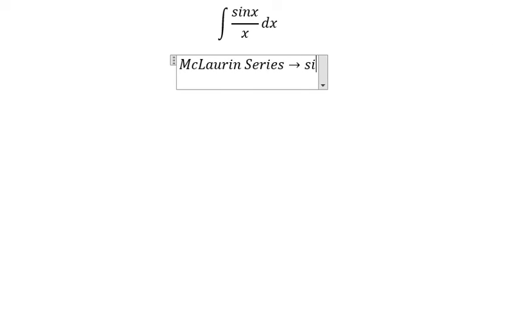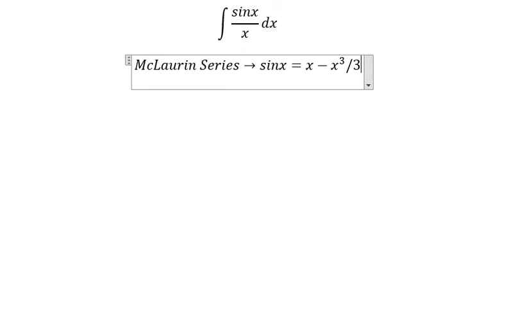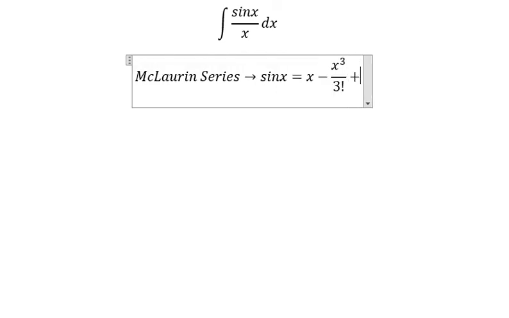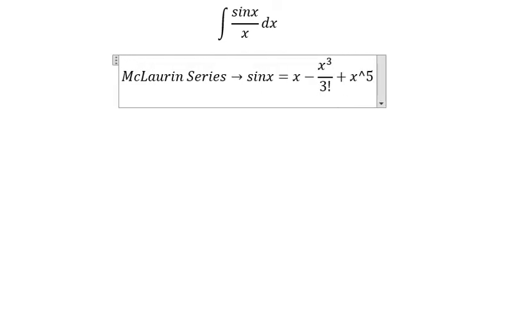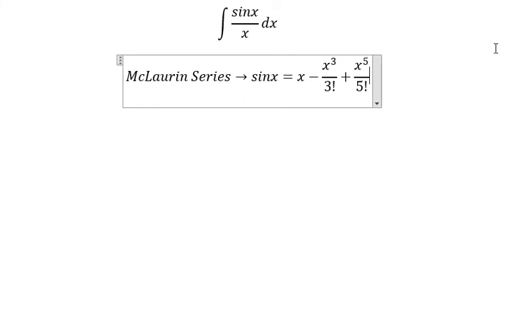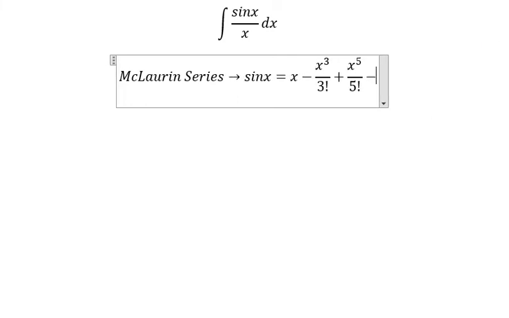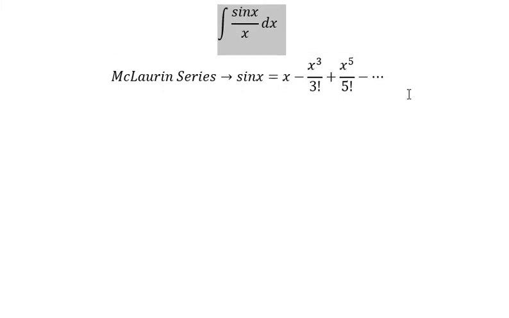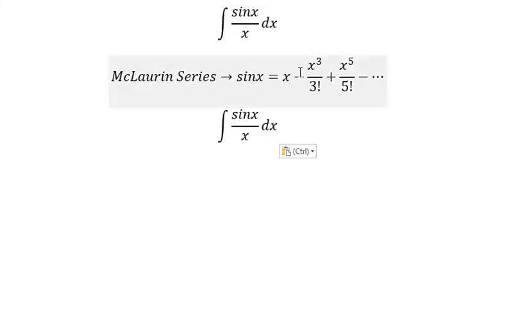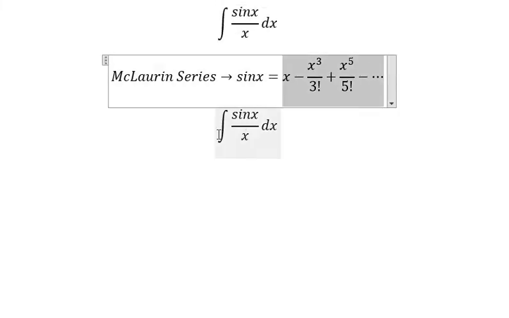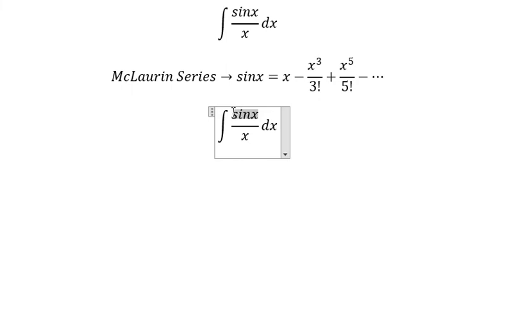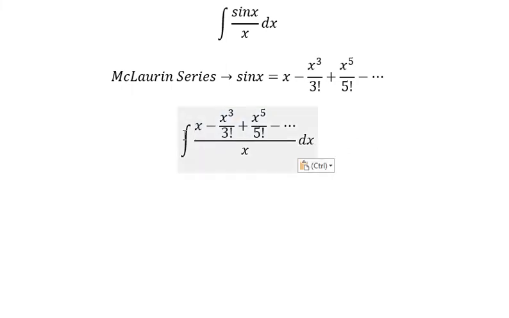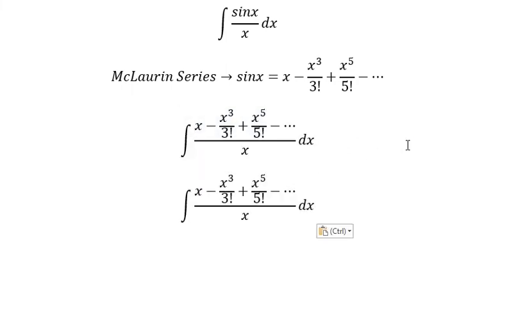We have sine x, that should be x minus x to the power of 3 over 3 factorial plus x to the power of 5 over 5 factorial minus and so on in here. So we put this one in here, and then we simplify.